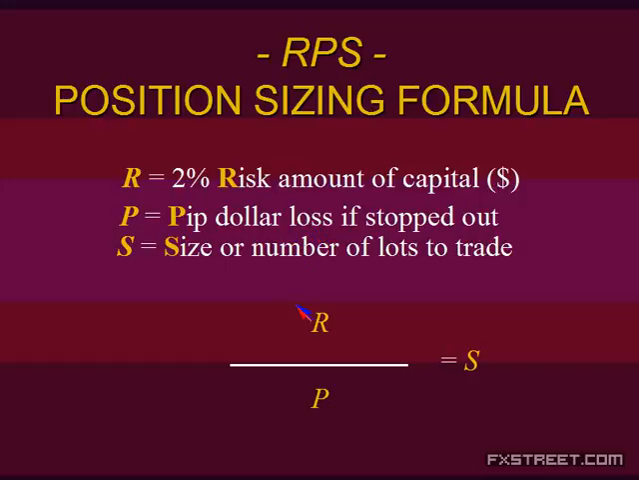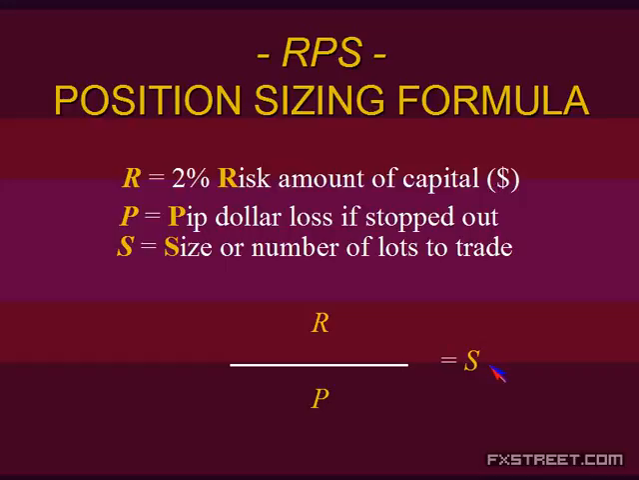Now we're going to divide R by P, and this will give us S. And S is the size or number of lots to trade. Okay, so R divided by P will equal S. The risk amount of our capital divided by the pip dollar loss will give us our size. And we're just going to round off to the nearest number to give us our position size.